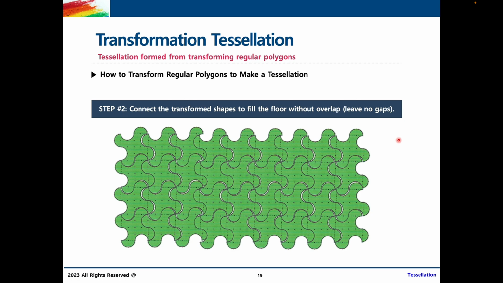Step 2. We're going to connect the transformed shapes to fill the floor without overlap, leaving no gaps. And this is our transformation tessellation.